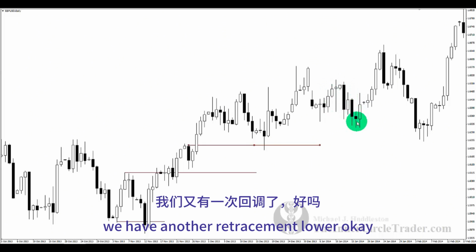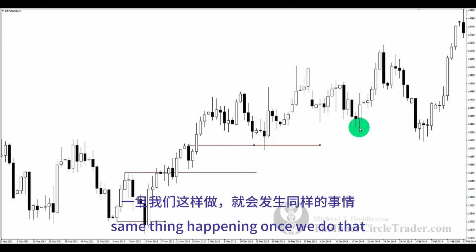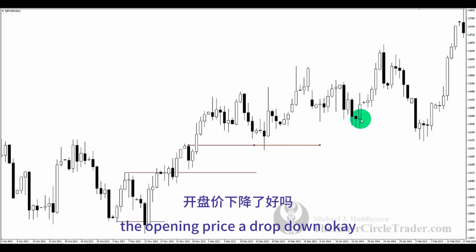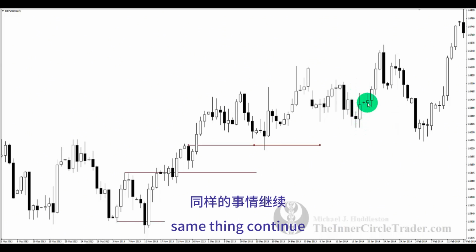We have another retracement lower. It moves back down into the order block that was used here again. Same thing happened, and once we do that, the very next day, we expect to see what happened: the opening price, a drop down, and a rally up, a range expansion. Same thing, we continue.